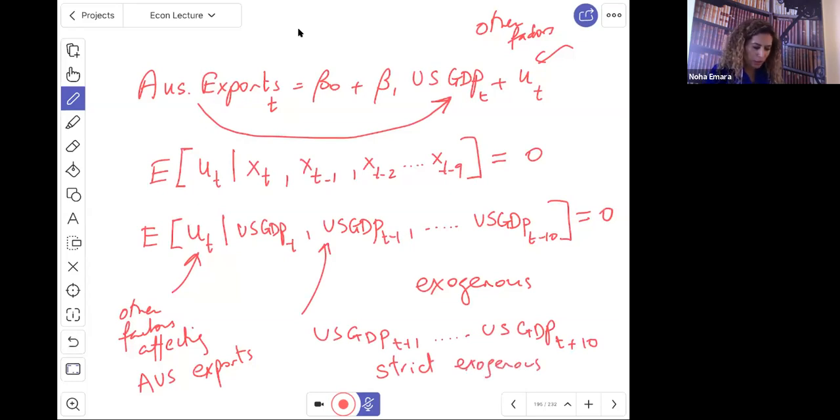So if you think about the Australian imports from the US, because the Australian imports is not in this regression, there might be other factors. Do you think the Australian imports from the US affect US GDP? If yes, then I cannot say that this condition is satisfied. There is a connection.